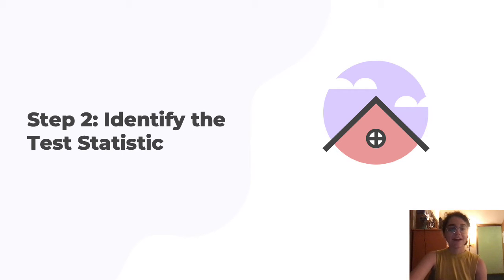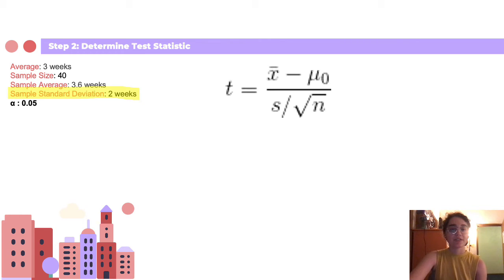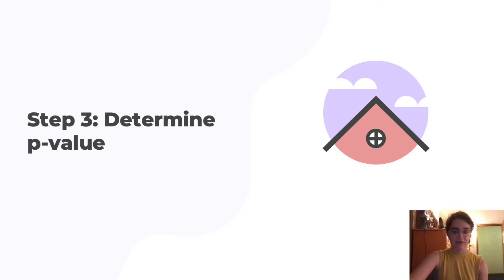Step 2 is to identify the test statistic. Because they gave a sample standard deviation, we should use the t-test statistic. We have all these values already; they were given to us in the problem. All we need to do is plug them into the t equation and determine that our t-value is 1.8974. The next thing we need to do with this t-value is determine the p-value. You can do this with either Excel or the t-table, but today I'm going to be doing the t-table.